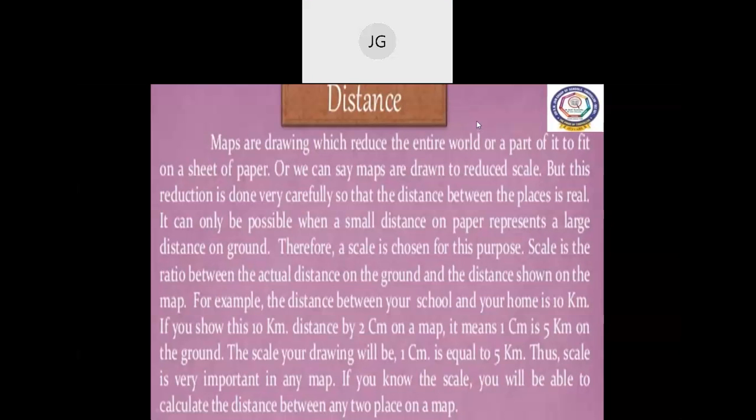Distance means the space between any two places, from here to here. If here is a temple and here is your house, then from your house to the temple is the distance. We normally say that the market is near our house and the school is far away from our house. Near means that we can reach a place in a short time, while far away means that we need more time. We have to catch an auto or a bus.